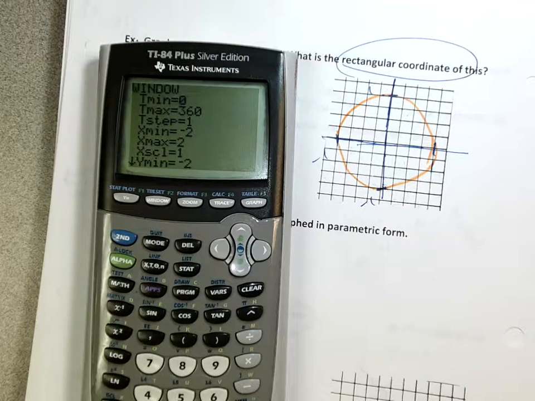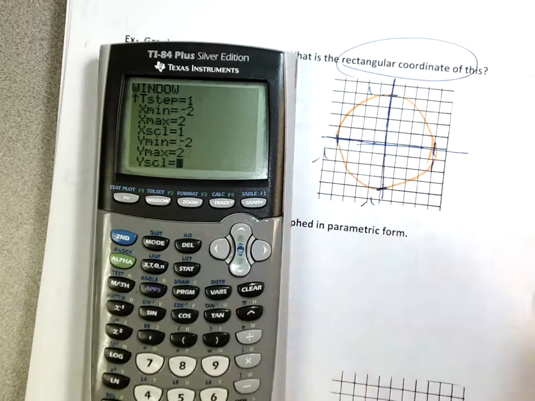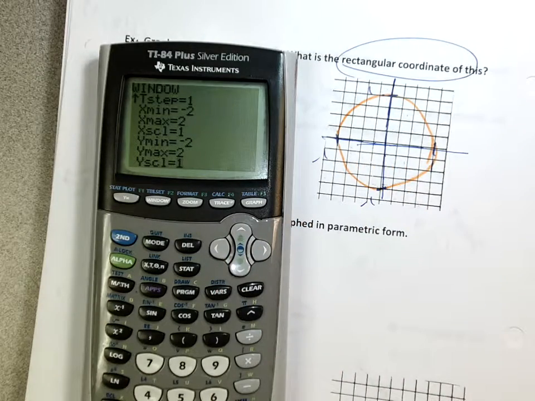What's your y max? It'd probably be 2. I'm just going to negative 2 to 2. And do you know why I chose that? It looks to me, when I first graphed it, like the radius was 1. Look, a really itty-bitty circle, didn't it? So I just changed my window so I could see a better picture, okay?